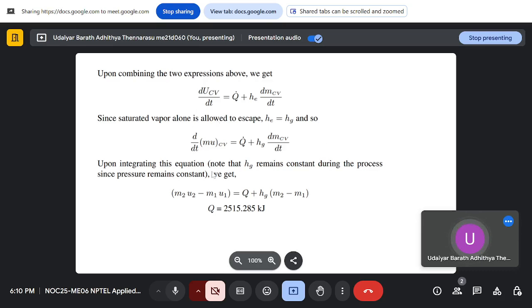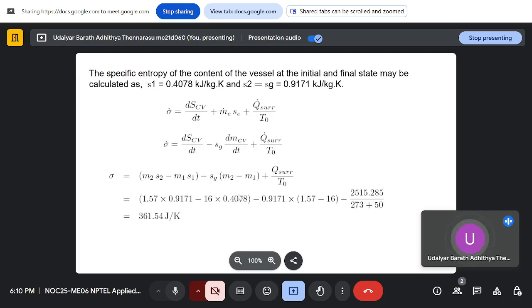So expanding it and integrating it over time, what we get is m2 u2 minus m1 u1 equals Q plus h_g times (m2 minus m1). Q, there was rate of heat, now integrated you get the total heat. So substituting all the values here, we can find out Q as 2515.28 kilojoule, so close to 2500 kilojoules. So that is what you are supplying to maintain it at 900 kilopascal.